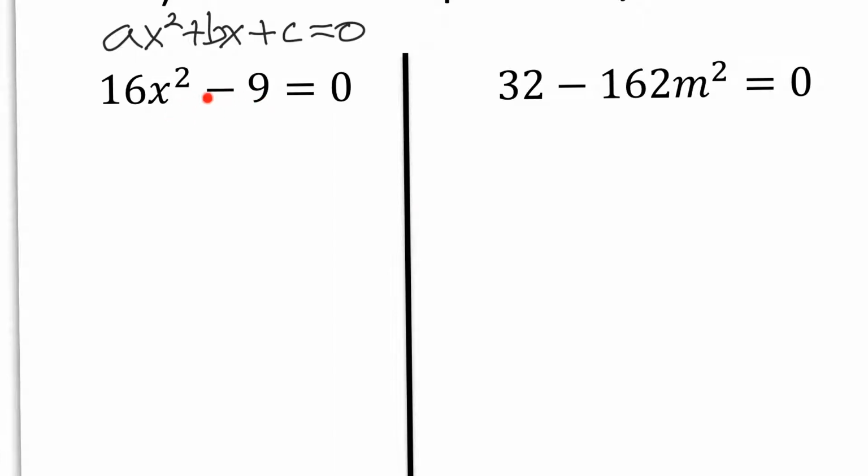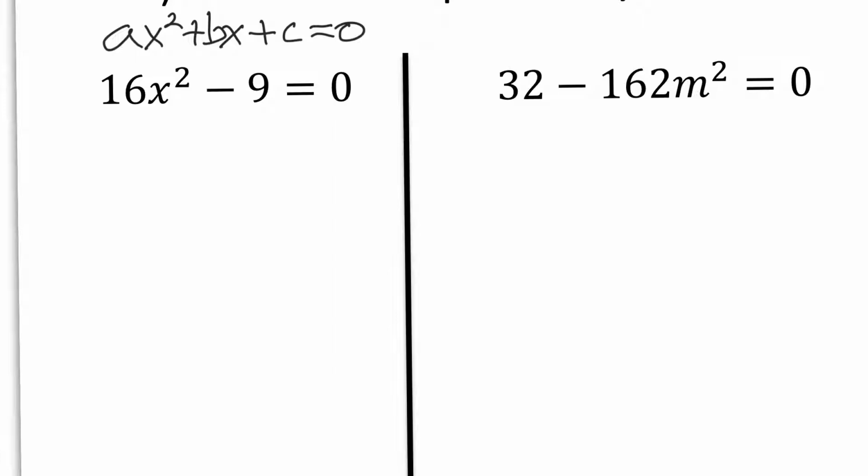I am missing the x term. I do have the x squared. I don't have the x. I do have the constant. C is your constant. We have a minus 9, but we don't have the middle term. The next one, same thing. You have an m squared, but you don't have the regular m in between. So we can use the square root property.